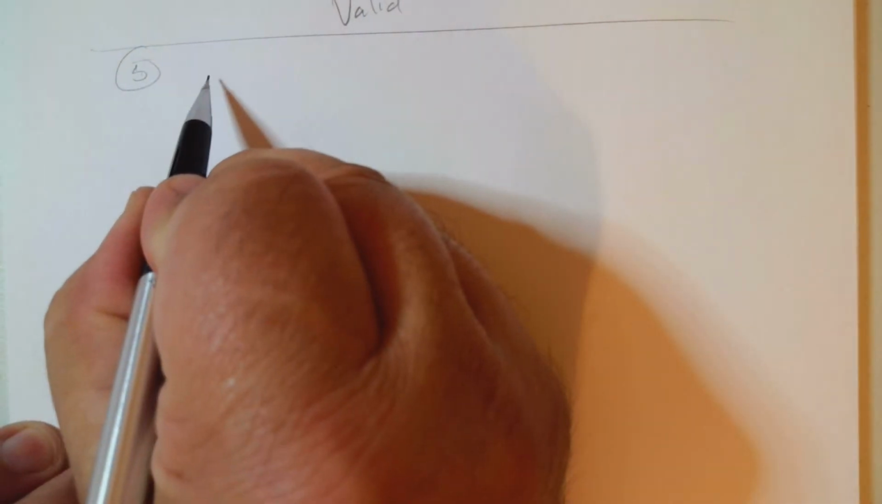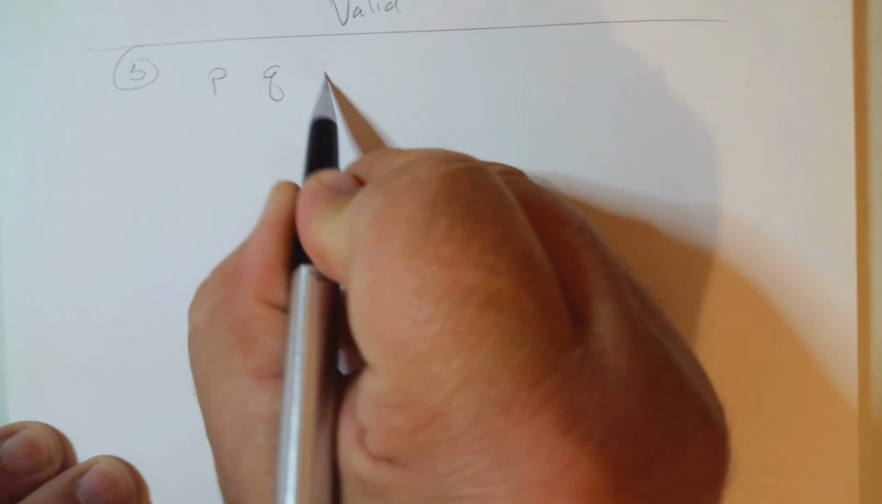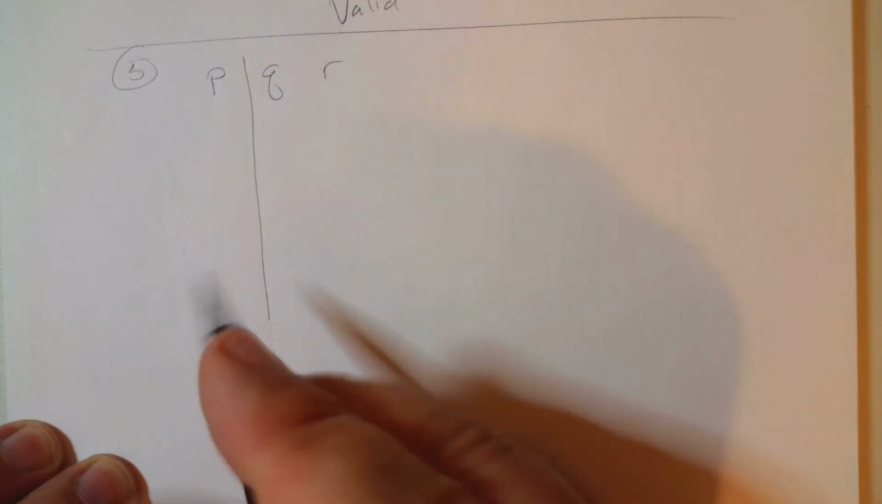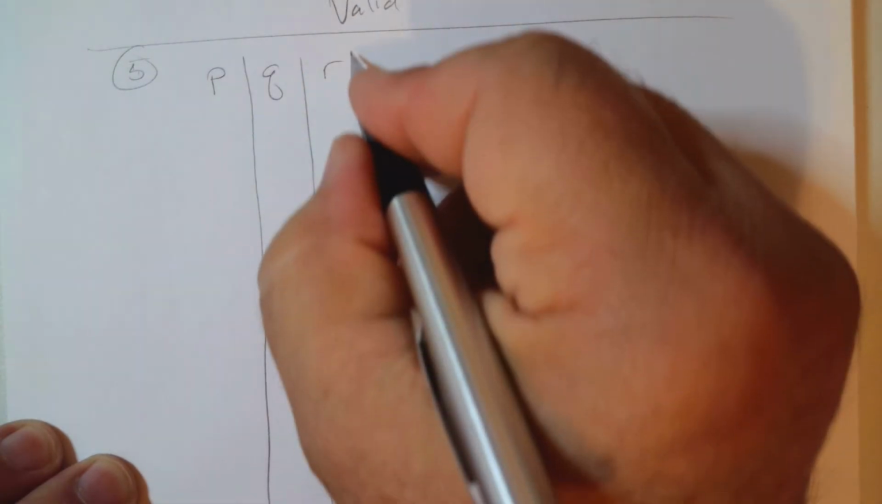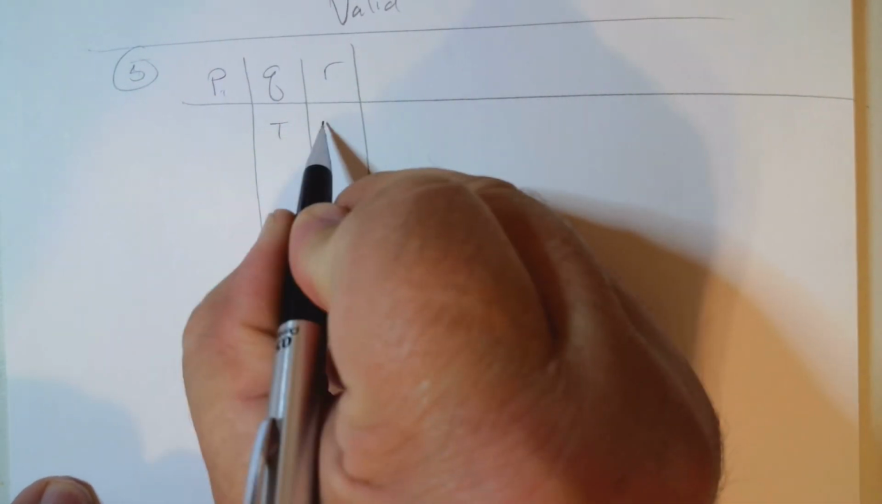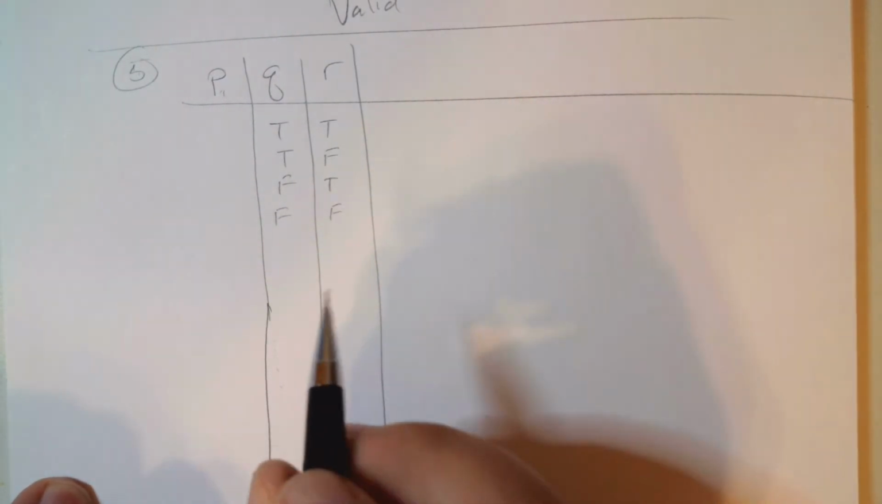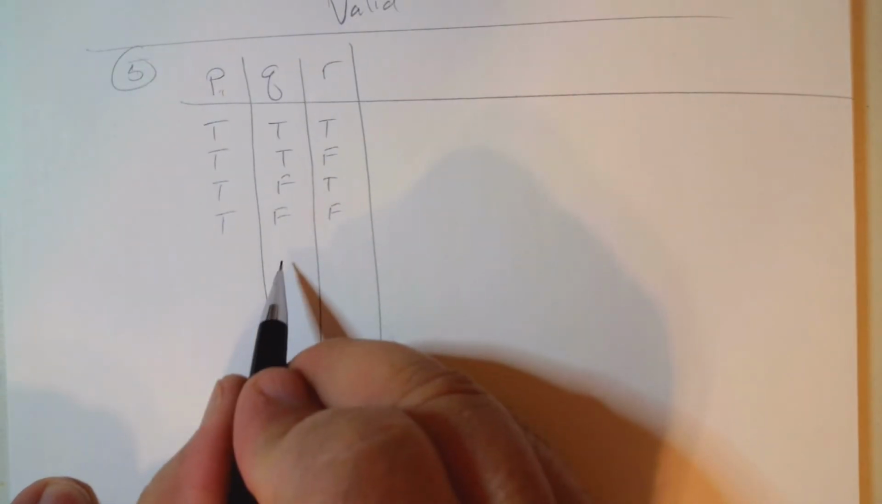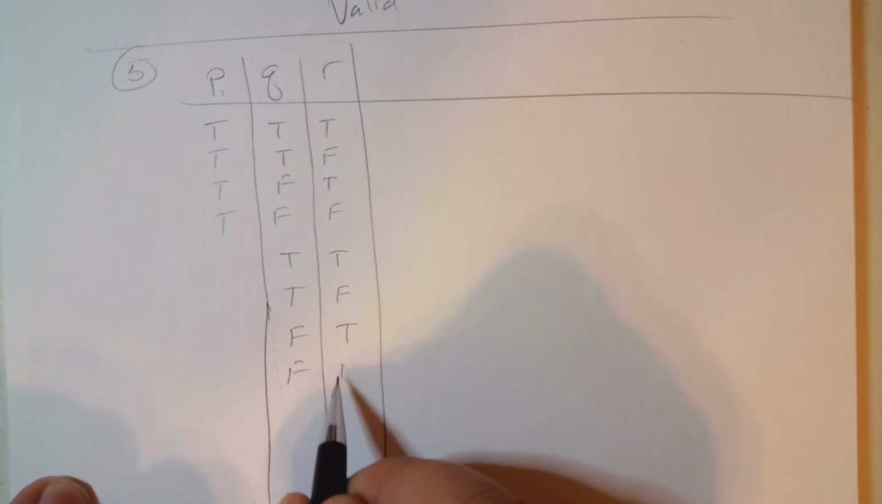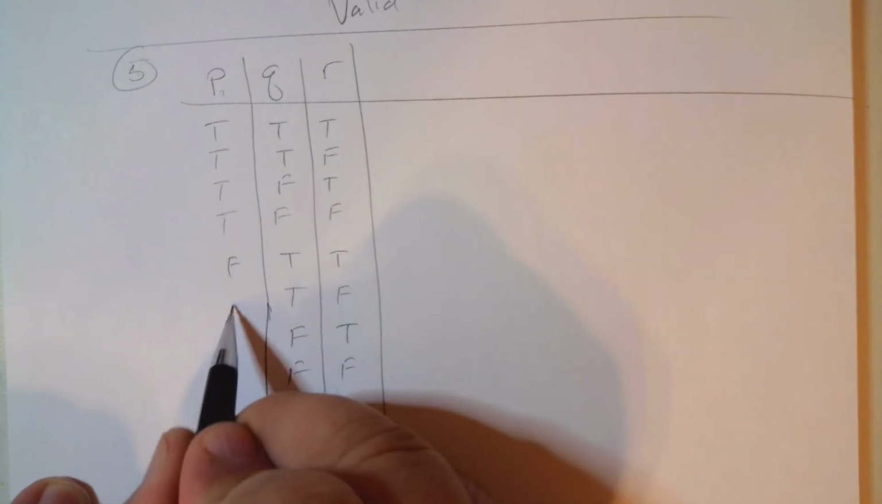So let's go to scratch paper. Number 5. We have P, Q, R. There. So we have true, true, true, false, false, true, false, false. That is when this one is true. Repeat these: true, true, true, false, false, true, false, false. That's when the P is all false.